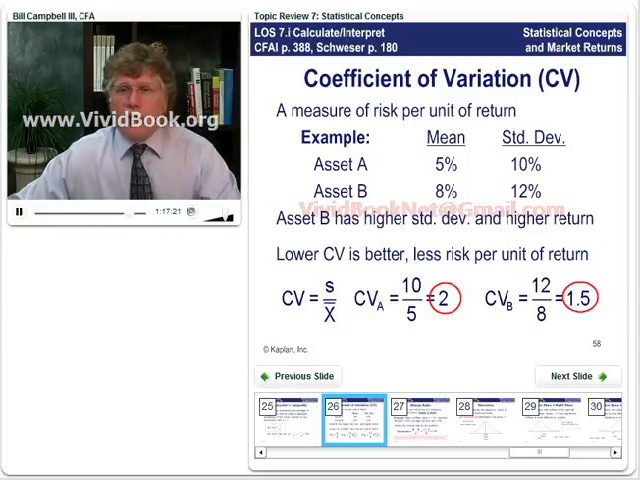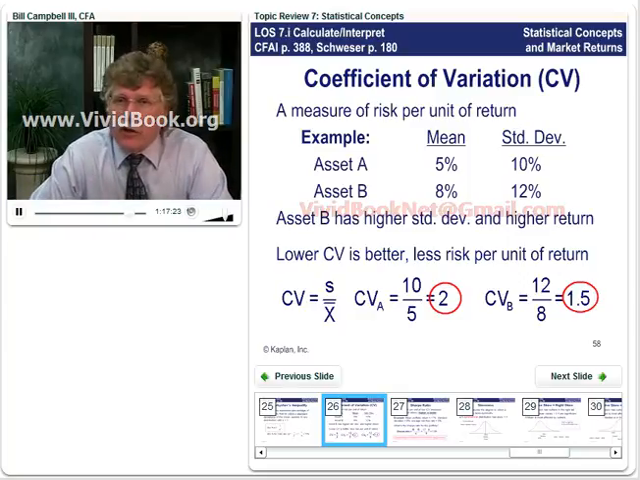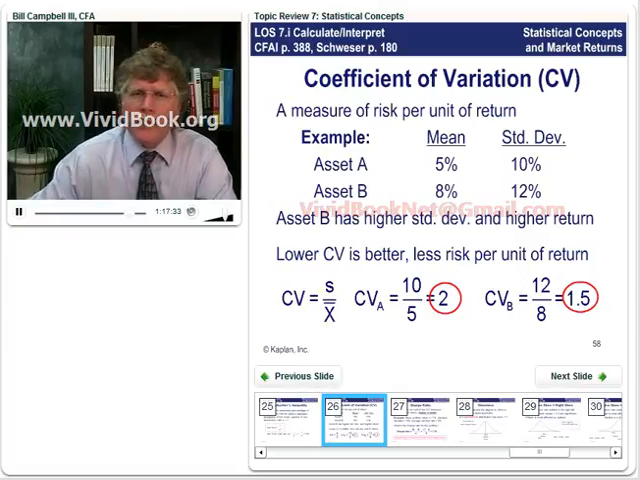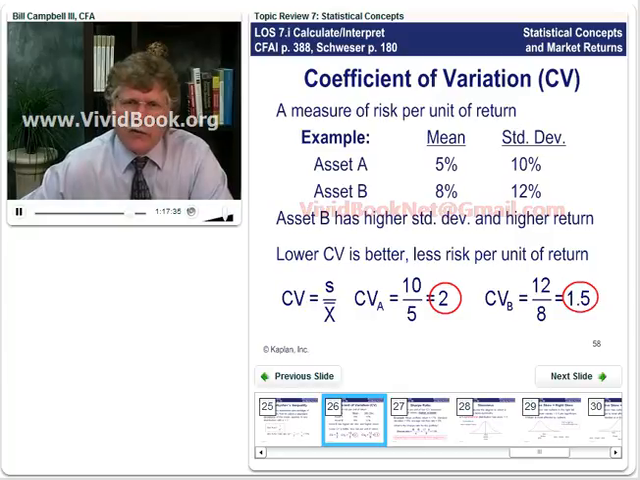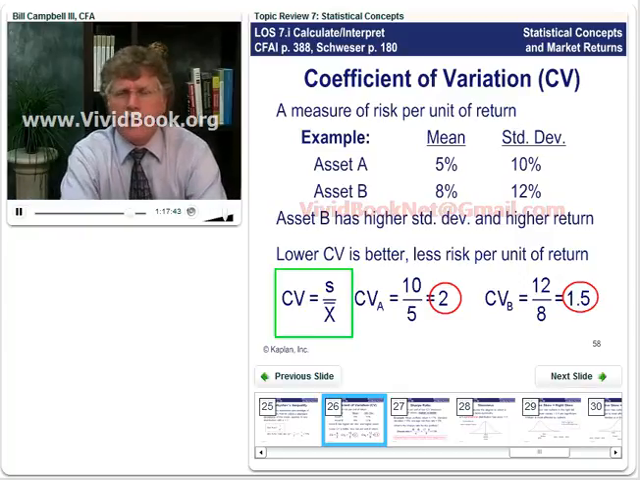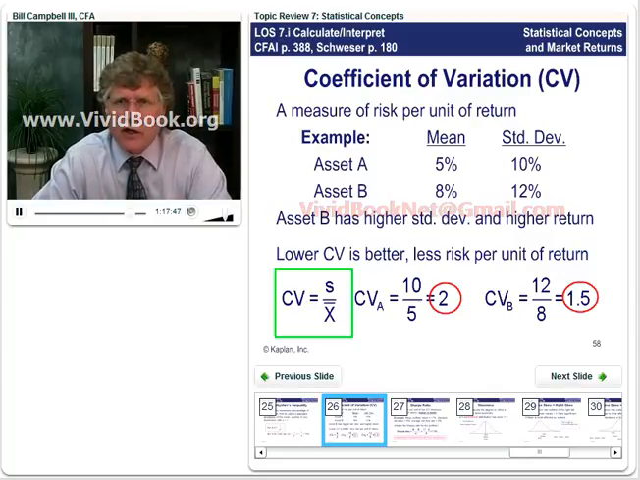All right, a few more calculations here for you. One is called the coefficient of variation. It's a measure of risk per unit of return. We take our standard deviation in the numerator, divide by our mean in the denominator. So come over here, draw a little box, put it around. Here's the formula that you want. Standard deviation on the top, mean on the bottom. That's the coefficient of variation.